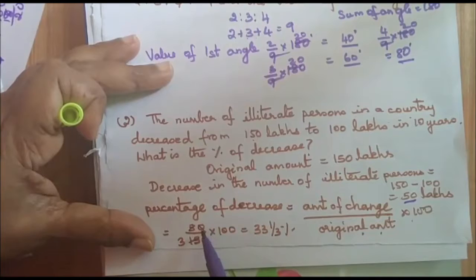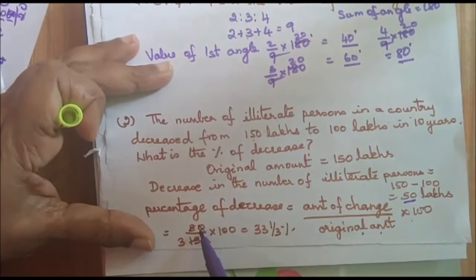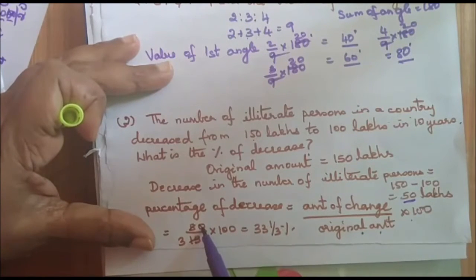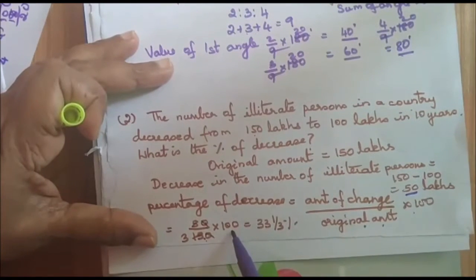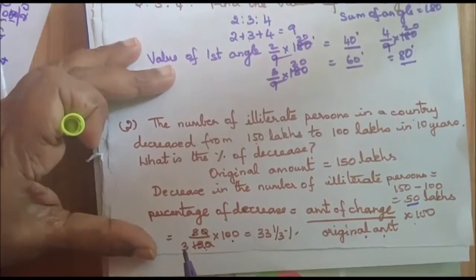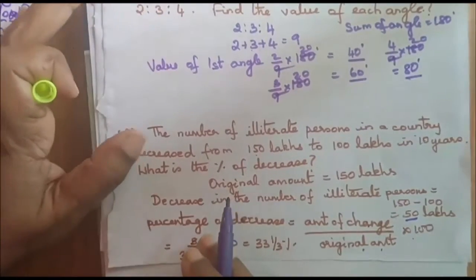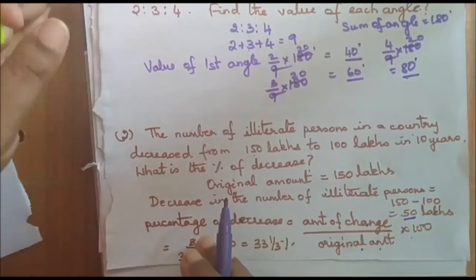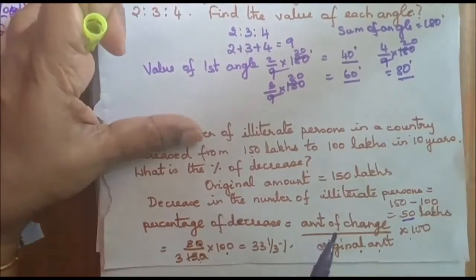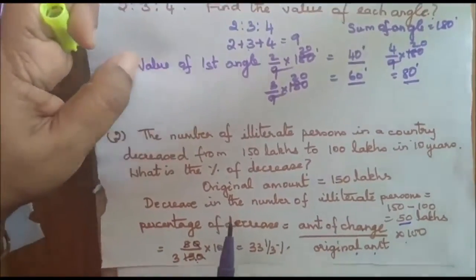So here it has decreased by 50 lakhs. 50 lakhs is the decrease. What was the original amount? 150 lakhs. So 50 by 150 into 100 is equal to 33 1 by 3%. I hope you understood this. Whenever you are asked such problems, you have to make use of this formula.